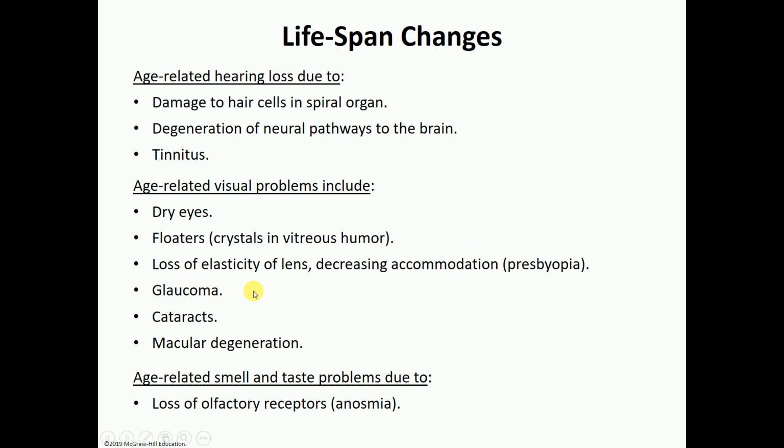As we age, we tend to lose the elasticity of the lens. So we lose that accommodation function, and that is known as presbyopia. That's when patients are going to need reading glasses. Glaucoma is the increase in the intraocular pressure of the eye, and we already mentioned that. Cataracts are the loss of the transparency of the lens.